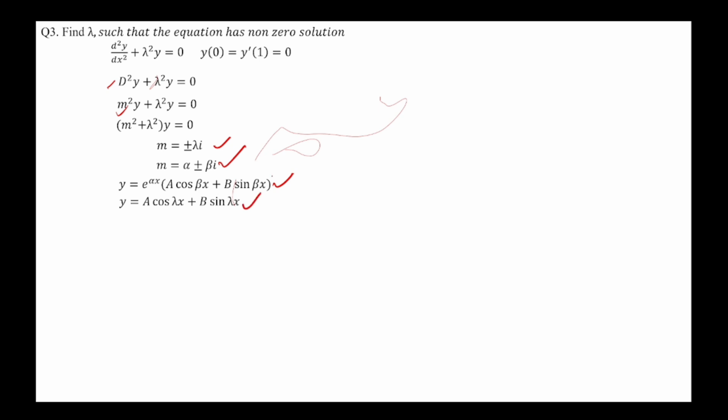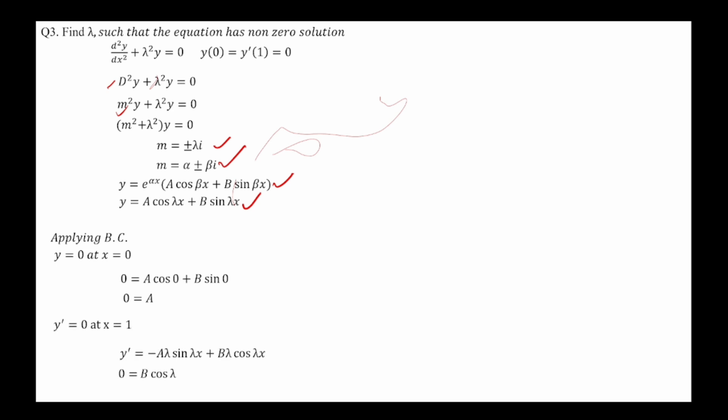Now, applying boundary conditions at y equal to 0, x equal to 0. So you'll get ultimately a equal to 0. At x equal to 1, y dash is equal to 0. You'll get ultimately b cos lambda equal to 0. For a non-zero solution, b will not be equal to 0. That's obvious. Okay. So cos lambda equal to 0. So lambda is equal to (2n plus 1) pi by 2. That is the solution. Okay. So it is a straightforward question, simple mathematics.